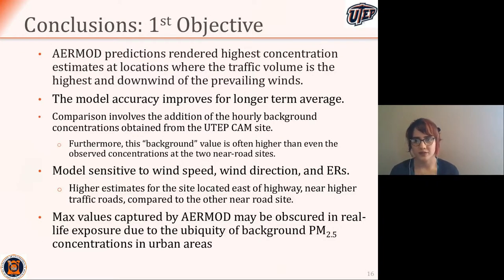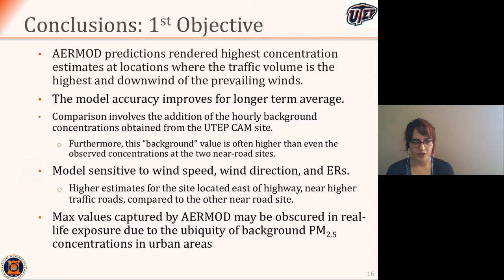So based on this, we can say that for our first objective, we predicted the highest concentration estimates at locations where the traffic volume is the highest and also downwind of the dominant winds. And the model accuracy improves for a long-term average between 1 hour, 24-hour average, or period average. And the comparison involved the addition of the hourly background concentrations obtained from the UTEP campsite, which is 4 miles away. And it turns out that this background value is often higher than the concentrations we observed at the near road sites, which were 10 meters away from US 54.